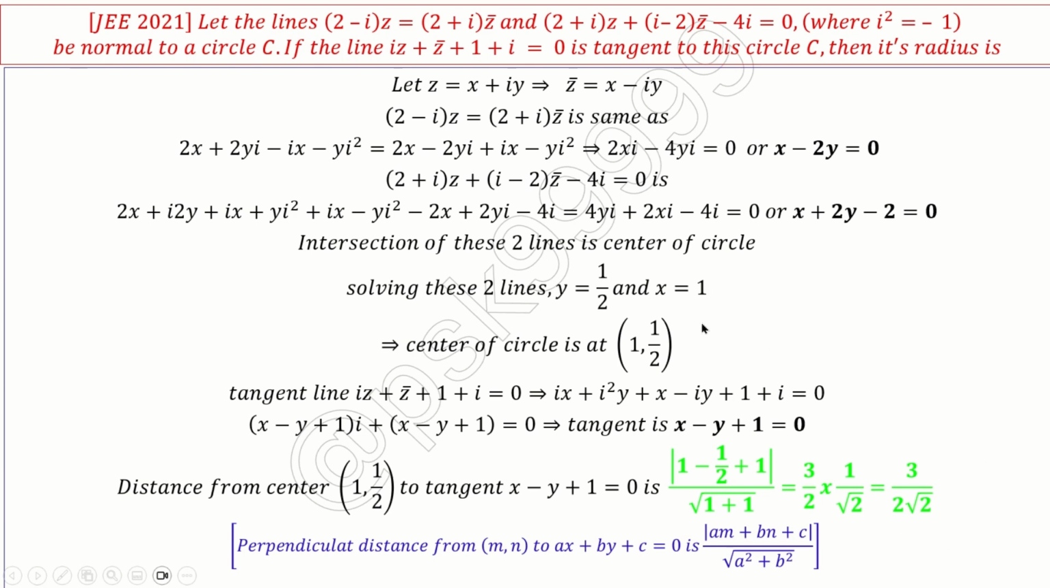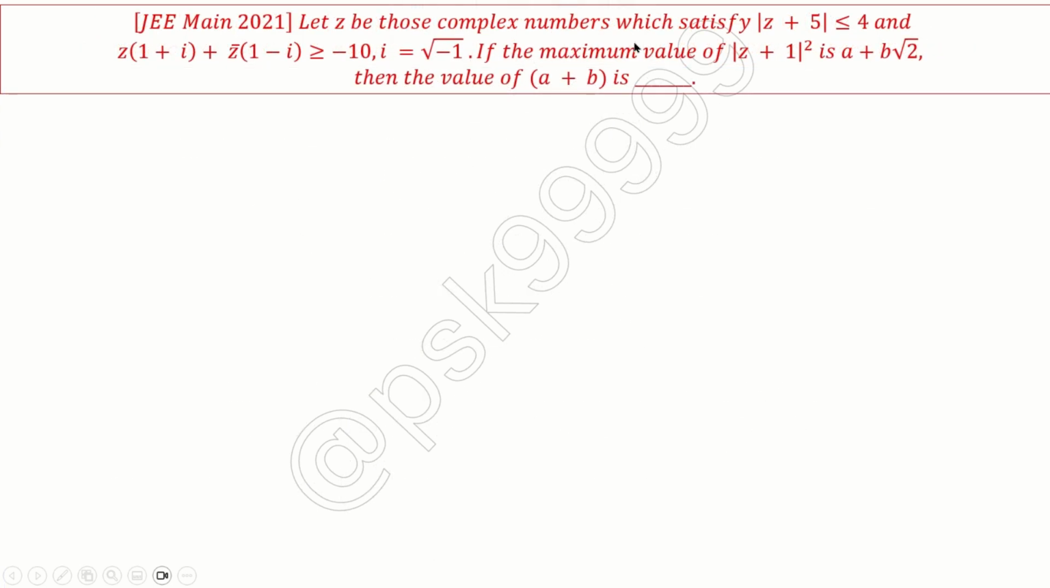Next, let z be those complex numbers which satisfy two equations: one is modulus of z plus 5 is less than or equal to 4, and z times (1 plus i) plus z bar times (1 minus i) is greater than or equal to minus 10, where i is equal to square root of minus 1. If the maximum value of modulus of z plus 1, whole square, is a plus b square root of 2, then what is the value of a plus b?